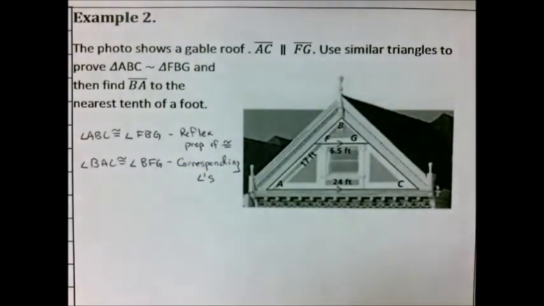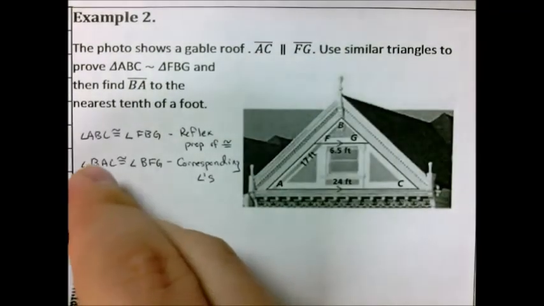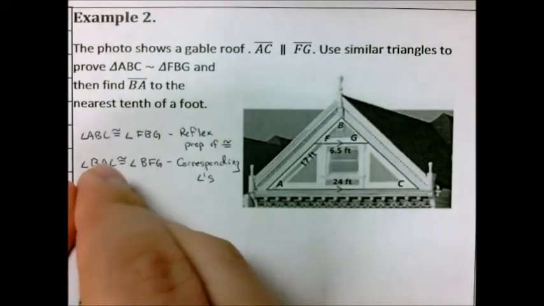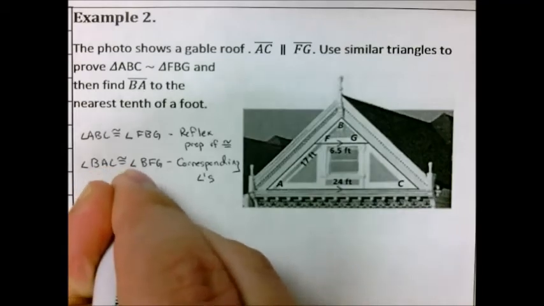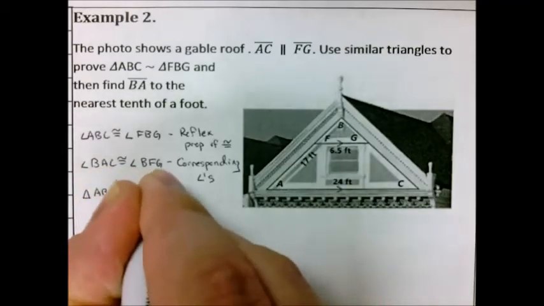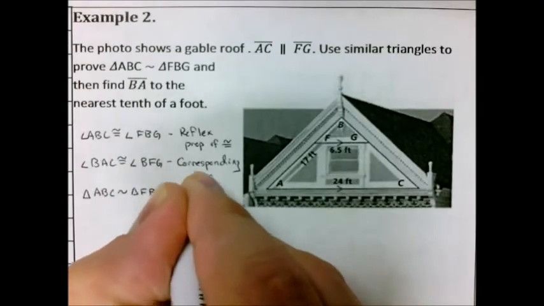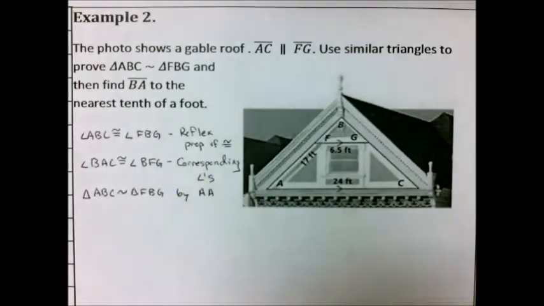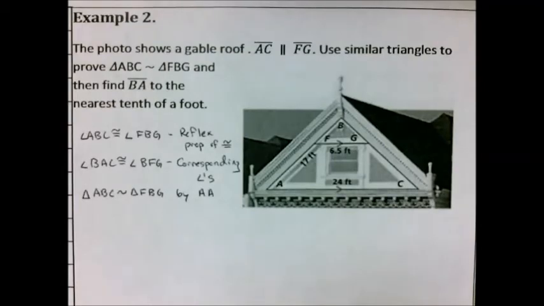So now we've just proven that two angles are congruent, so we can write that similarity statement: triangle ABC is similar to triangle FBG, and we know that because of angle-angle similarity. We've proven that two angles are congruent, so the two triangles are similar. And so now we can take the next step and figure out what the length of BA is.